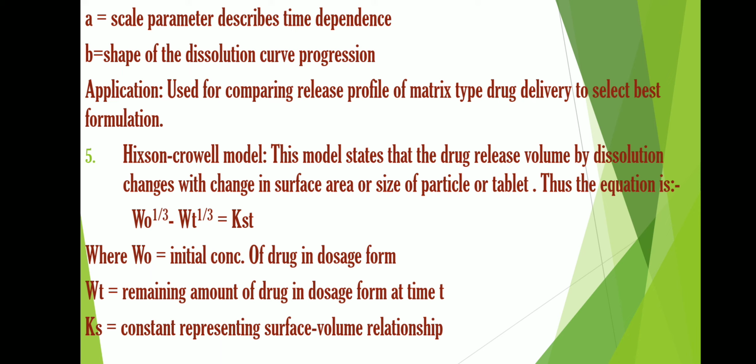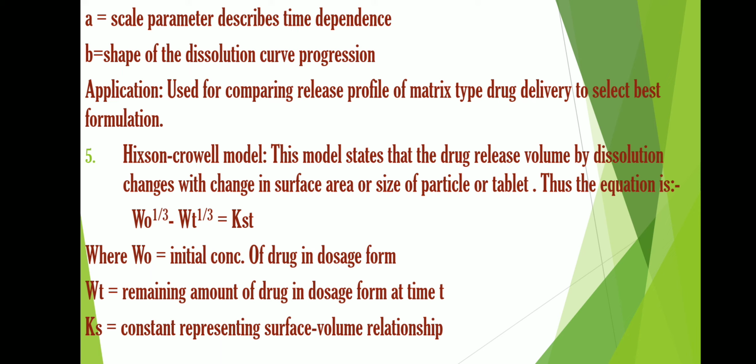So for that type of dosage form, generally the Hixson-Crowell model is used. The equation is W naught to the power 1/3, that is under cube root W naught, minus under cube root WT. So the cube root can also be written as W naught to the power 1/3 minus WT to the power 1/3 equals KST, where W naught is the initial amount of the drug in the dosage form, like tablets. WT is the remaining amount of the drug in the dosage form after time t. Ks is the constant which represents the surface volume relationship.